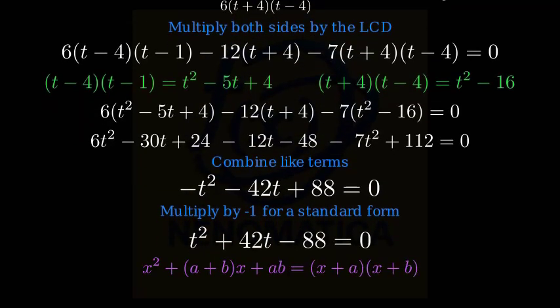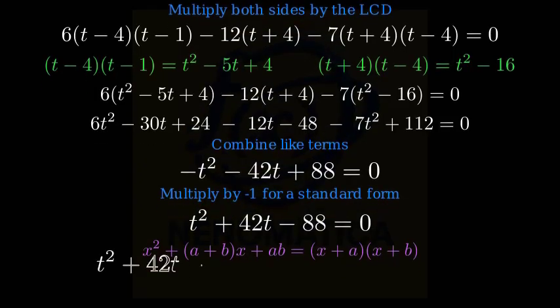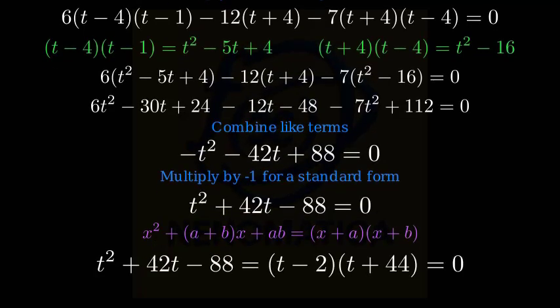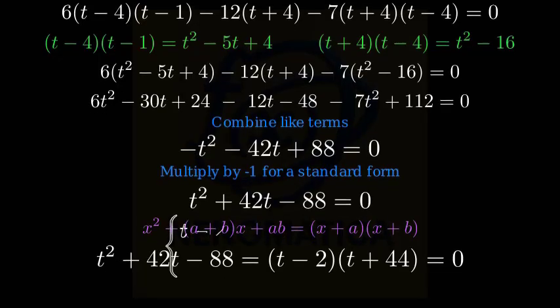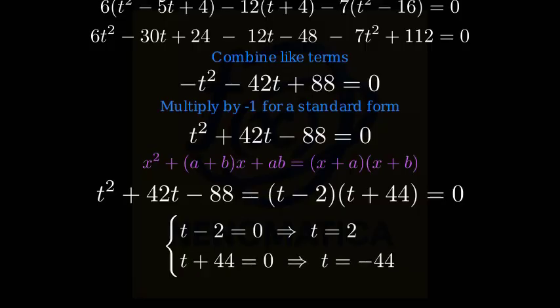We need two numbers that multiply to negative 88 and add to 42. They are 44 and negative 2. So the quadratic factors as (t minus 2) times (t plus 44) equals 0. Step 5. Set each factor to 0 and solve. T minus 2 equals 0 gives t equals 2. T plus 44 equals 0 gives t equals negative 44.